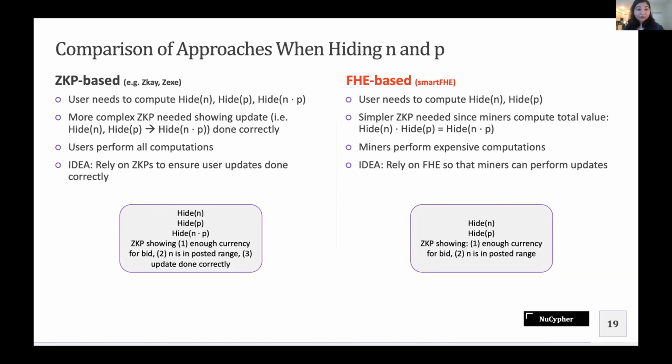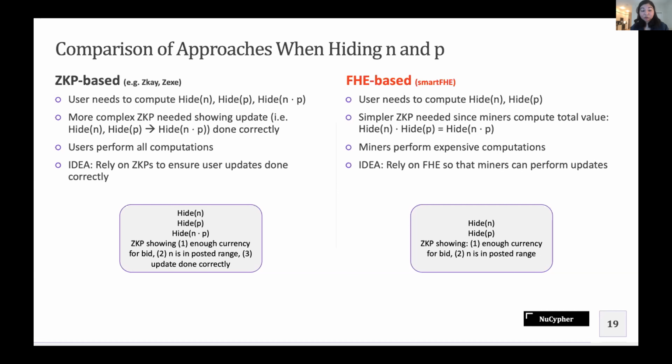So back to the comparison of approaches we were looking at previously: the zero knowledge proof-based approach taken by ZK and Zexy, for example, and then the fully homomorphic encryption-based approach that we're proposing here. In a zero knowledge proof-based approach, a user will need to compute a couple of different values. They will need the commitment or encryption to the number of items, the price per item, and then the total bid value, which is N times P.